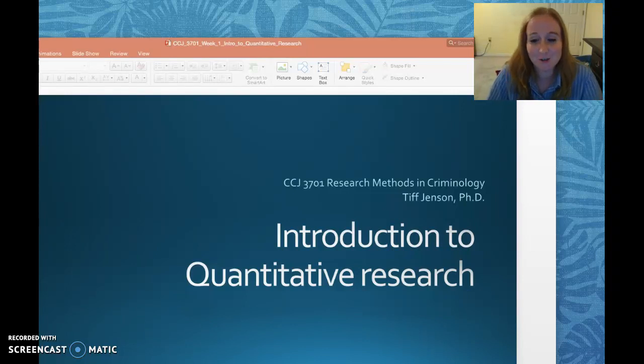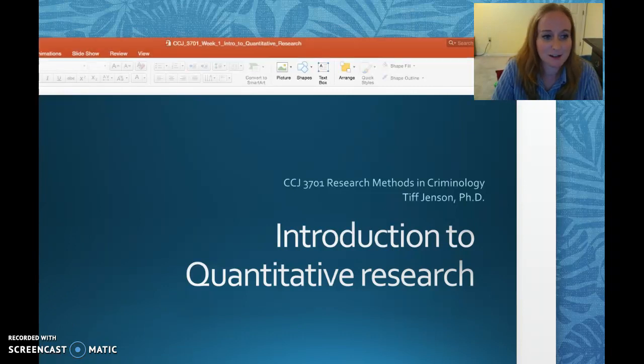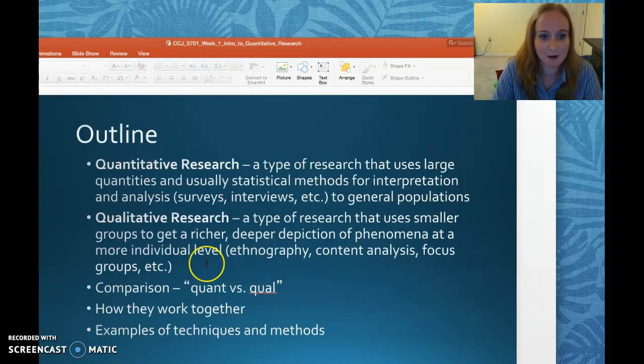So we're going to go into Intro to Quantitative Research. This lecture should be a little bit shorter than the qualitative one. So we'll just get right after it again so that we can get a good overview of what we're talking about. So again, just by way of review, quantitative research and qualitative research are basically two different types of research or two different ways of going about doing research.